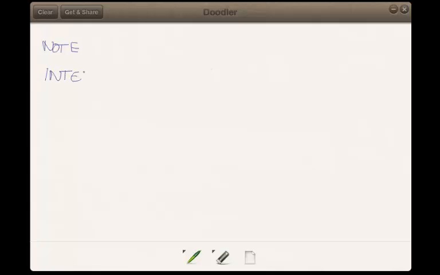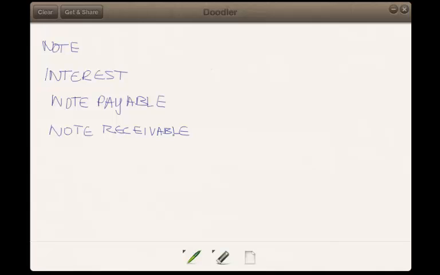Next, we have interest, which is the cost of using money for a period of time. And we have note payable, which is a general ledger liability account representing amounts the company owes to others. And then we have note receivable, which is a general ledger asset account representing amounts owed to the company by others.